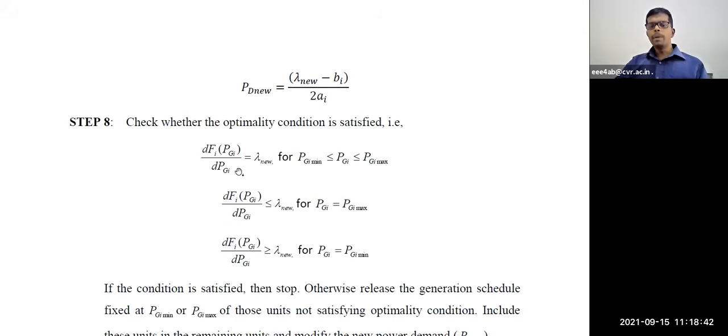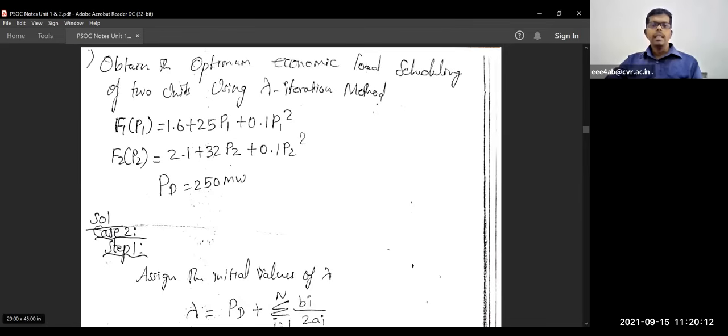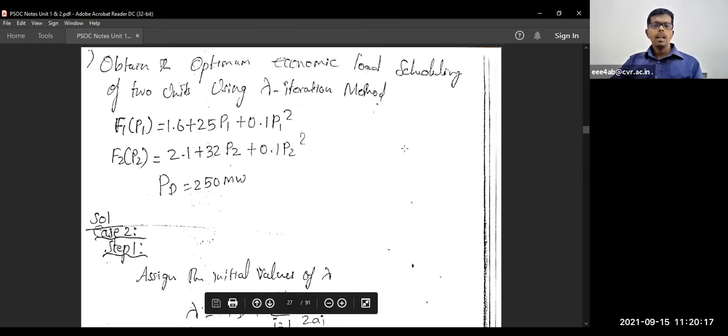If the optimality condition is satisfied, then again you can stop the procedure. If suppose this case is also not satisfied, again you need to proceed further. Like that you need to proceed with the steps until the demand is satisfied, as well as the minimum and maximum operating limits are satisfied. Now I am giving you a small assignment problem to solve using the lambda iteration method. Okay, take down this problem.